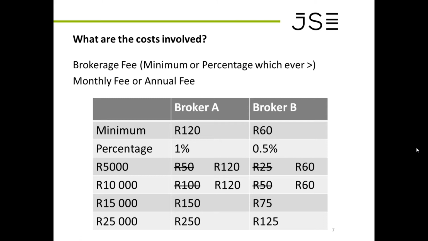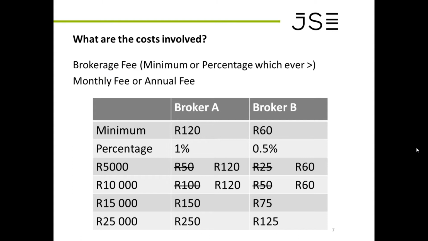So let's say broker A is charging 120 minimum or 1%, whichever is greater. So if you had to take the calculator and say 5,000 Rand times 1%, it's going to give you 50 Rand. But then which is greater, 50 Rand or the 120 minimum? Clearly the 120 minimum is greater. Again, if you went to broker A and spent 10,000 Rand and the brokerage percentage was 1%, that would be 100 Rand. But he won't charge you the 100 Rand, he's going to charge you the minimum because it's greater, the 120.